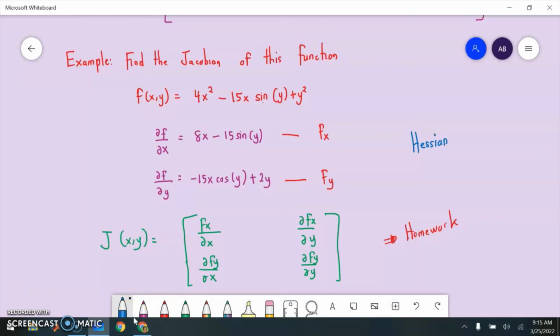Okay, so that's all for today's session. I've given an introduction on how to find the Jacobian matrix. In my next video, you will see how to use this Jacobian matrix to solve nonlinear systems together with Newton's method.